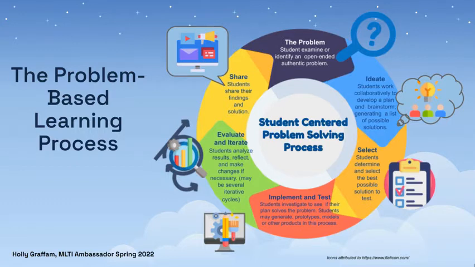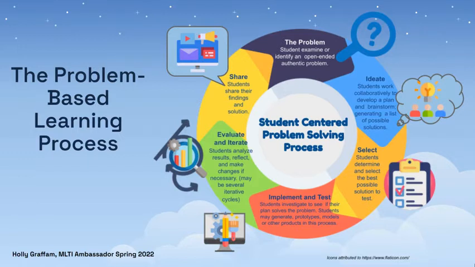And once you've identified this open-ended problem and you've examined it a little bit, and that might include research, then students need to ideate. At this point, they're going to work collaboratively to develop a plan and a brainstorm. They're going to generate a list of possible solutions that might solve this problem that they have been examining, exploring, and identified. Once they've generated this list, they're going to look at the list and pick the best possible solution to test.